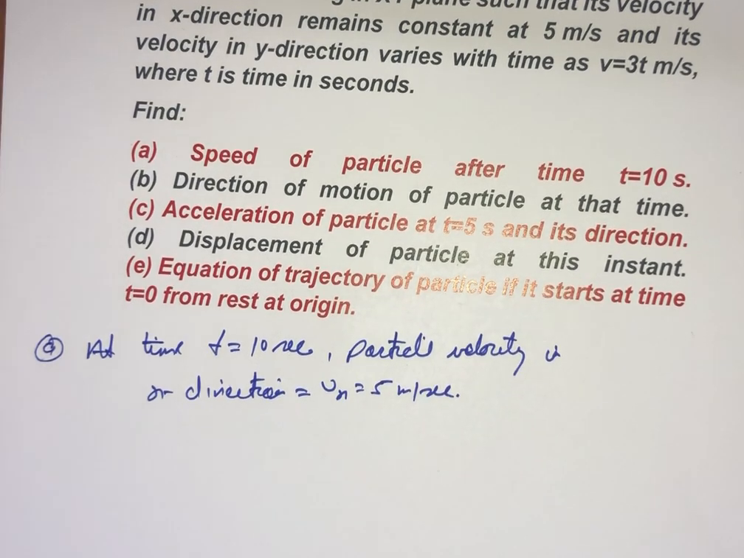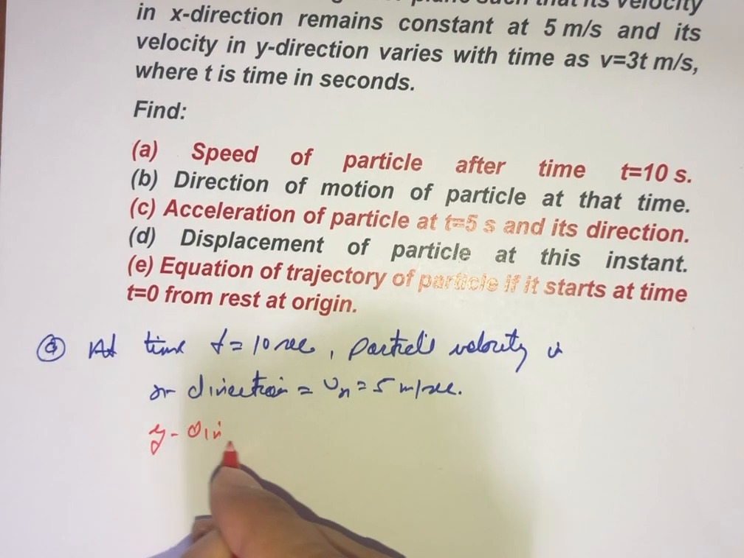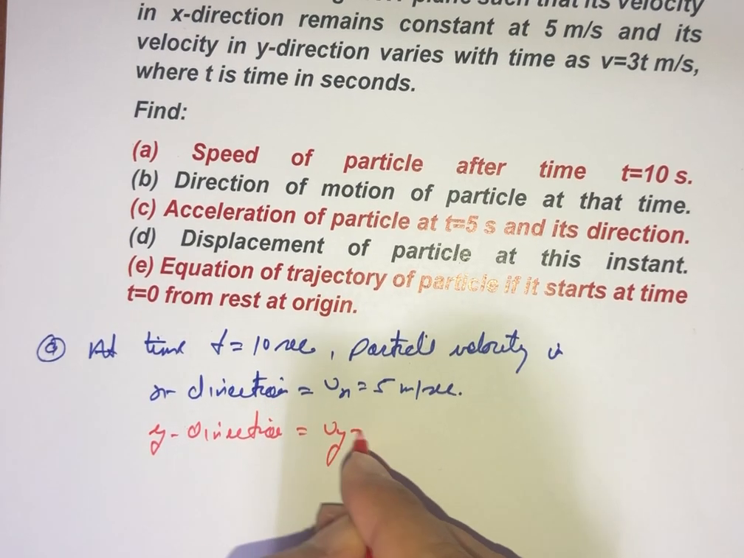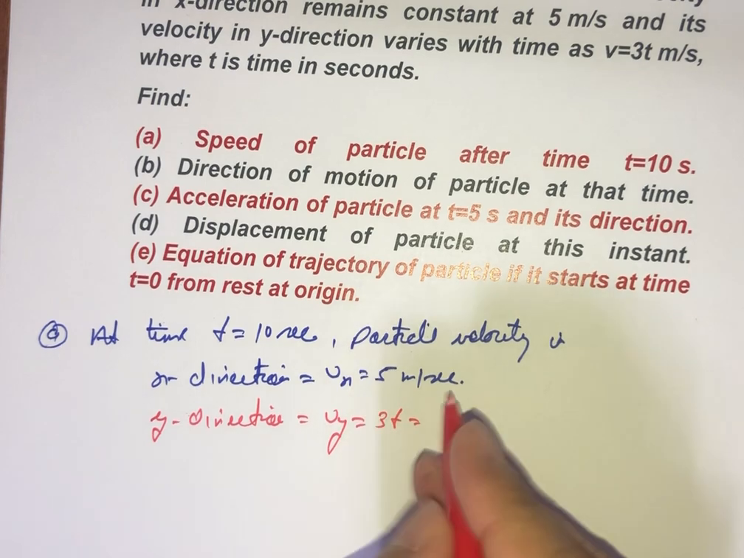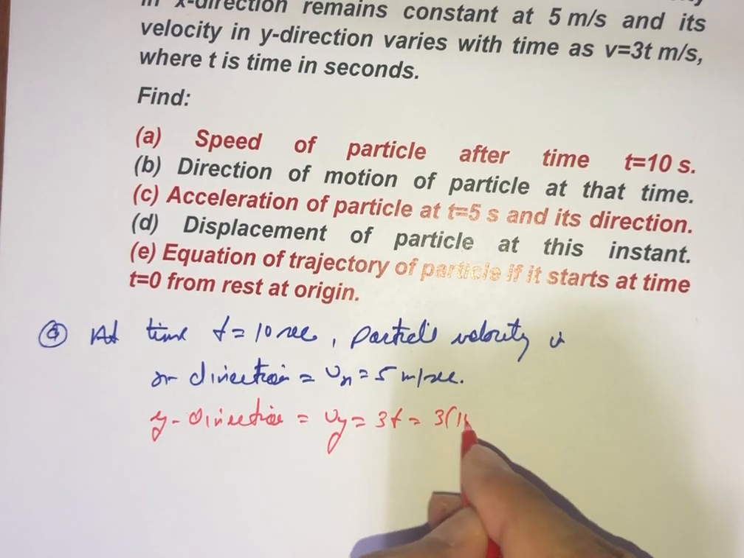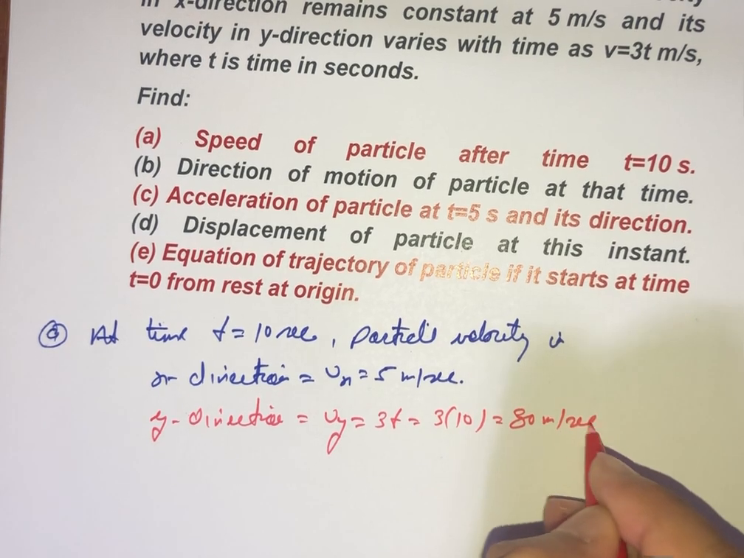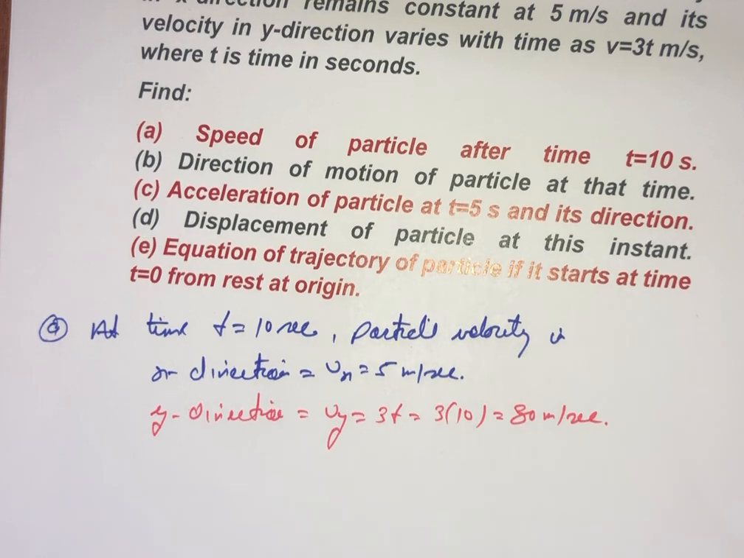But in y direction it is given as time dependent. So we can write in y direction, let us call that as vy, and it is given as 3t. So time is 10, we can say 3 into 10, that is equal to 30 meter per second. From here we can find out the magnitude.